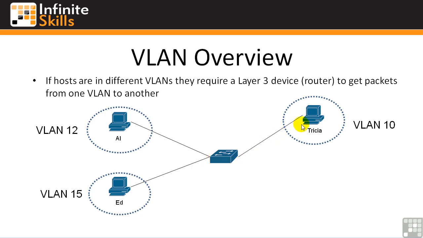If Tricia sends a broadcast looking for a MAC address, for example, Al and Ed never see that broadcast because they are on different VLANs. They are on what is essentially a different physical network. And these VLANs are quite honestly just as separate as if they were connected to different physical switches with no connection at all between them. We'll pause here and we'll pick up with our VLAN overview in the next video.